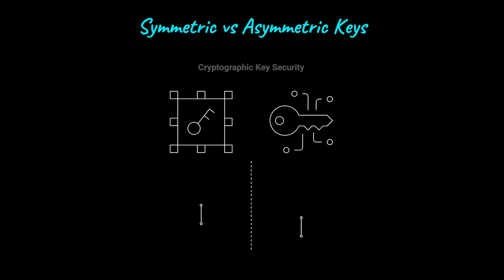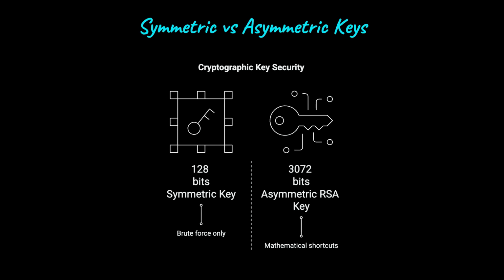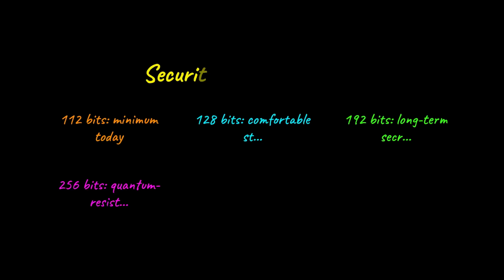even though the numbers look close. Key length and security level are not always the same. A symmetric cipher has no shortcut faster than brute force, so a 128-bit key gives roughly 128 bits of security. But asymmetric algorithms like RSA rely on problems such as factoring, which have faster shortcuts. So a 3072-bit RSA key only provides about 128 bits of security.